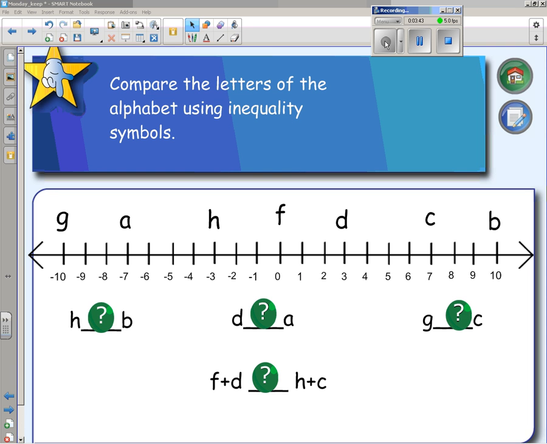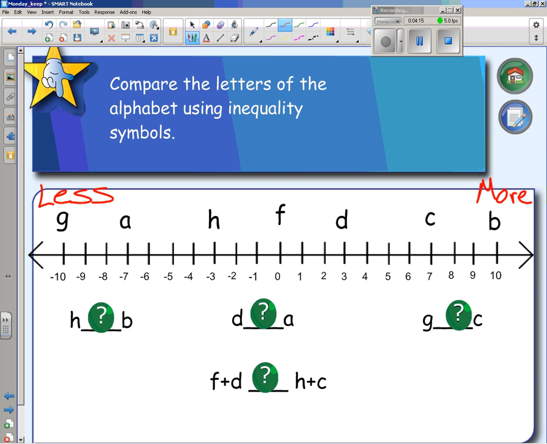Then we have all of these letters going across the number line, and we're going to compare them. Before we get into the sample problems, something I think everybody knows, but I just want to make sure: the further left a number is, or in this case a letter, the less the value of that number. So if it's left of another number, it's less than. If it's to the right of another number, it's more than. You'll see as we go through these examples.